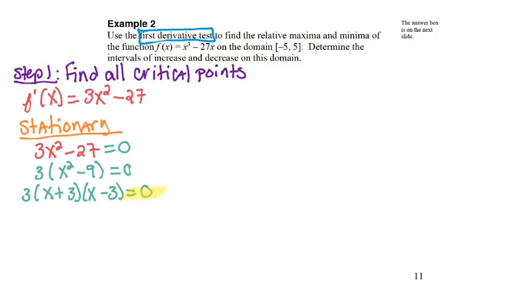Because it's equal to 0 and I have no more exponents, I can use the zero factor property, so that I can set each term equal to 0. 3 equal to 0, well, that doesn't make sense. There's not a variable. X plus 3 equal to 0 would only happen when x is negative 3, right? I just subtract a 3 from both sides. X minus 3 means x had to be a positive 3 for that parenthesis to equal 0. So I have my stationary numbers.